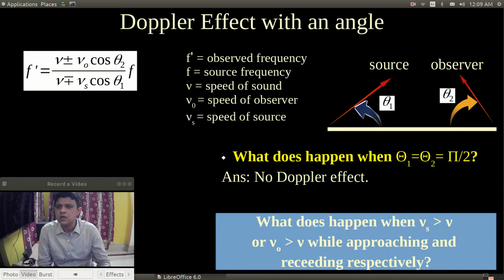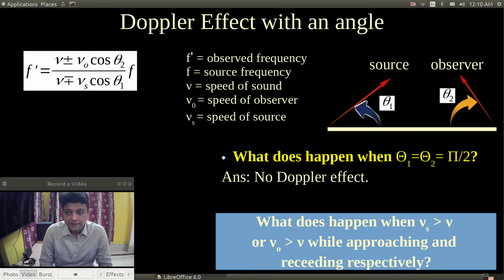Now we want to measure the Doppler effect. So while measuring the Doppler effect, the most general formula is given here. As you can see, if we consider the observer and the source both are moving in a collinear direction, then your θ1 and θ2 will be 0. Then the formula will be much simpler. And suppose your source and your observer both are moving towards each other, then your numerator will be v plus v naught and your denominator will be v minus vs.